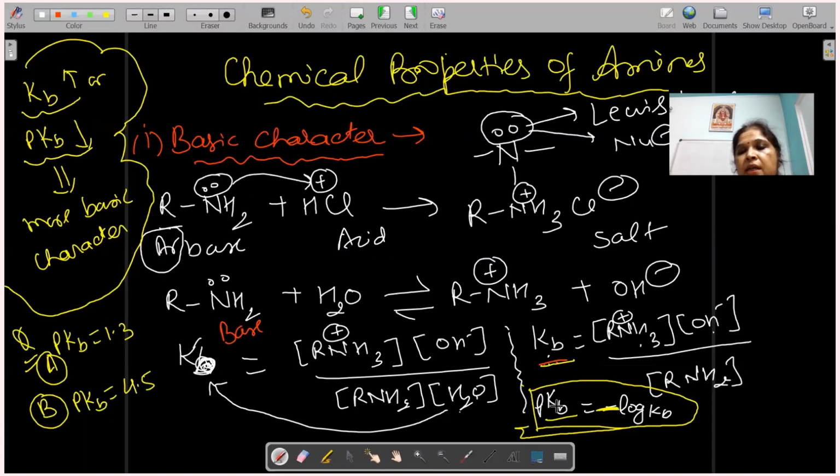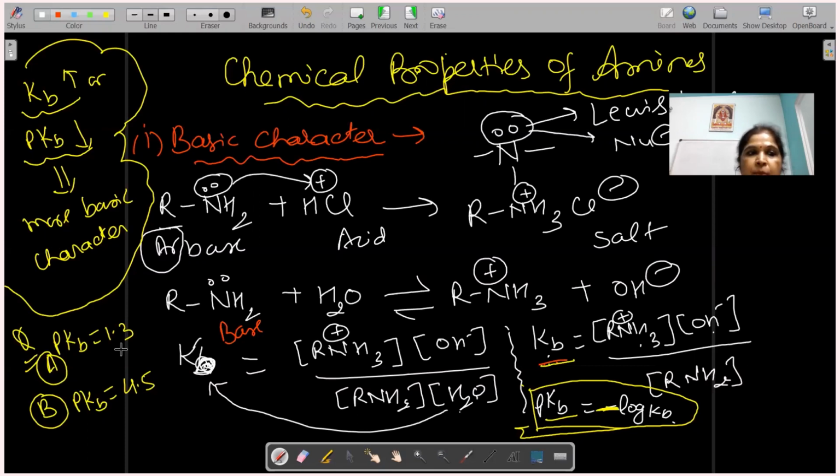Now you already read in class 11th, in the equilibrium chapter, about pKb. What is pKb? pKb is the negative logarithm of Kb, so it has a negative relation with Kb. If the Kb value is higher, the pKb value will be lower. So simply we can say the higher the Kb value or the lower the pKb value, the stronger the base, meaning more basic character.